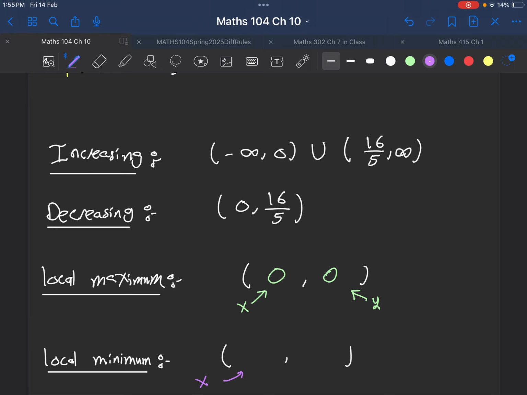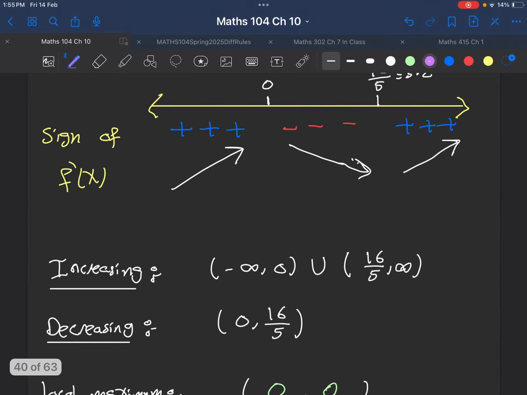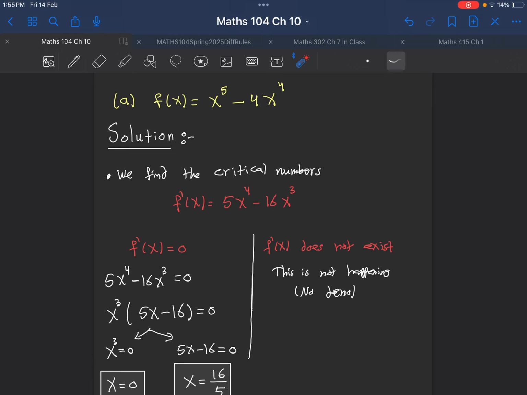Now for the local minimum, you need just to find the value for x, and the value for x is 16/5. Why 16/5? Because look, it goes down and then we go up again. And we need to find the value for y, so we substitute here 16/5 and we will get the answer.